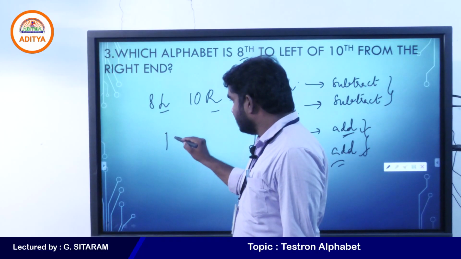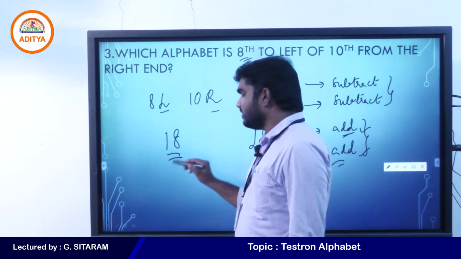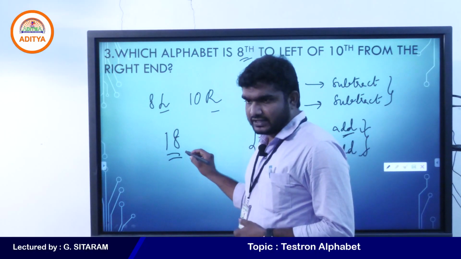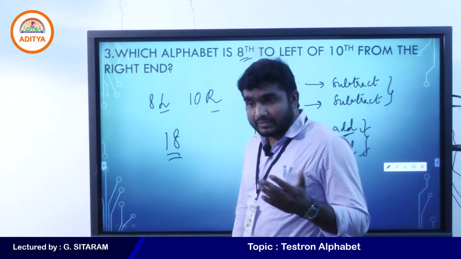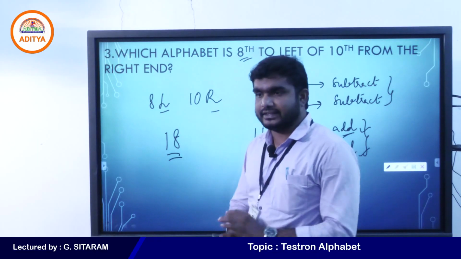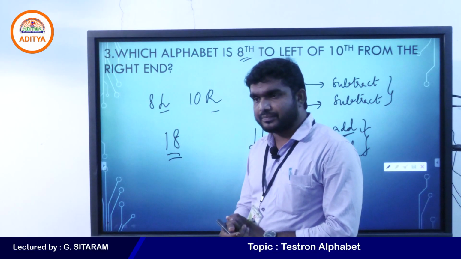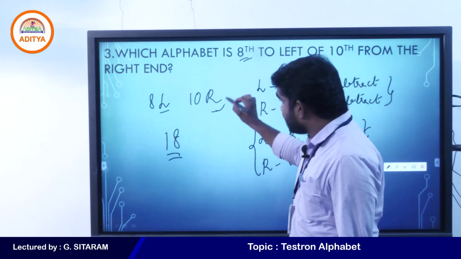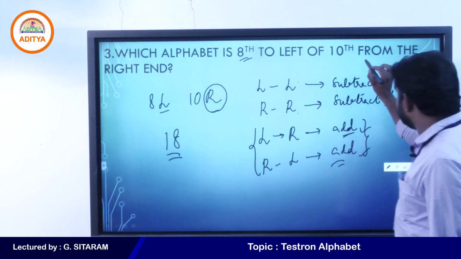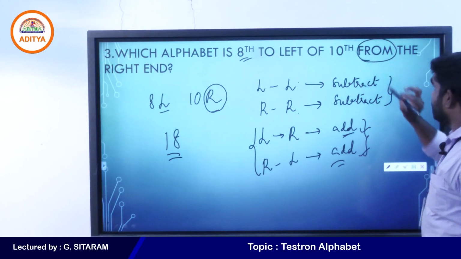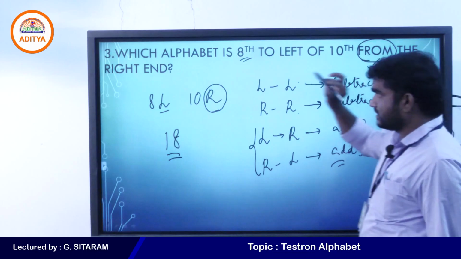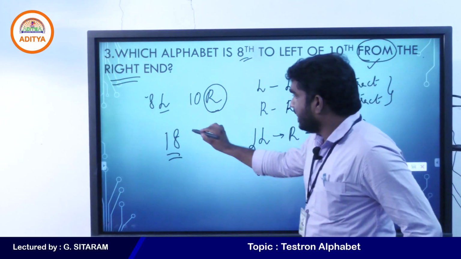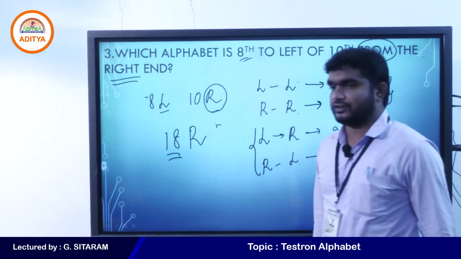8 plus 10, 18th. Okay. Then which direction is 18? From left or from right? It is the 18th letter, you know. Is it from the left or right side? Can you please tell me? You just take the right side. You have the keyword here. From is the keyword. Wherever from is there, you have to take that direction. Here from is the right hand direction. So 18th from the right hand of the letter.